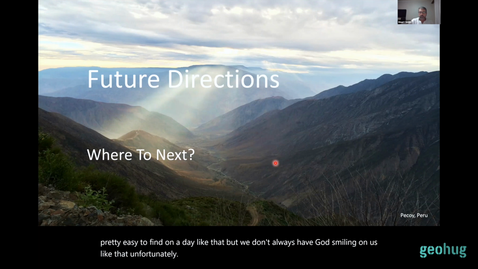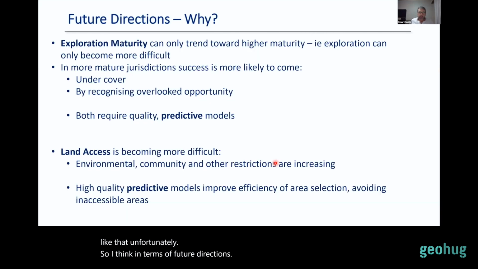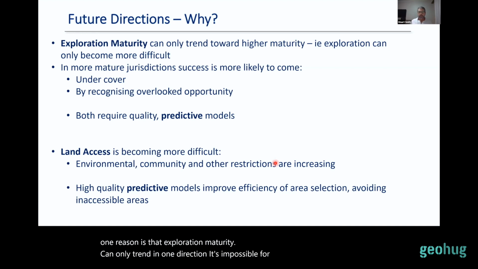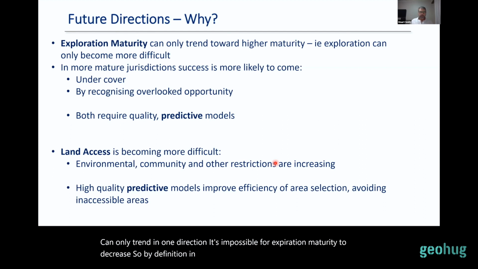So I think in terms of future directions, why do we even need to change? What's wrong with what we've been doing? I'd say that we do need to change, and we do need to get better. One reason is that exploration maturity can only trend in one direction. It's impossible for exploration maturity to decrease. So by definition, in my view, exploration is going to become more difficult.